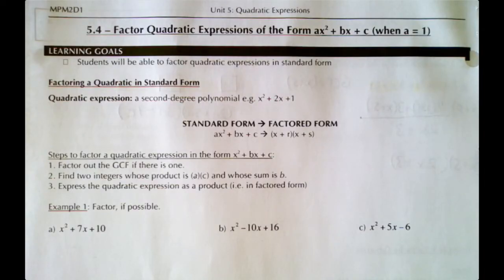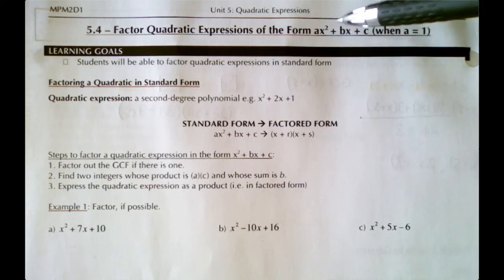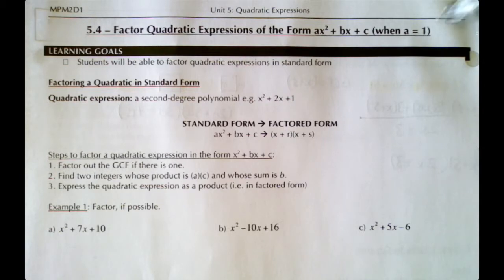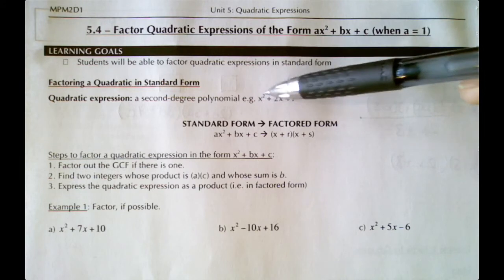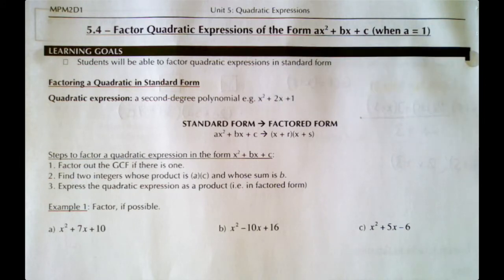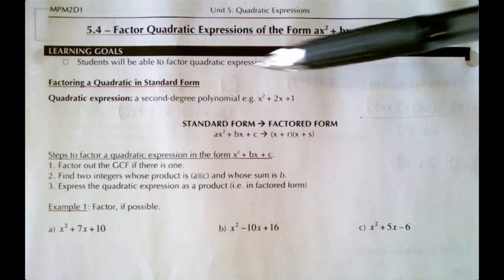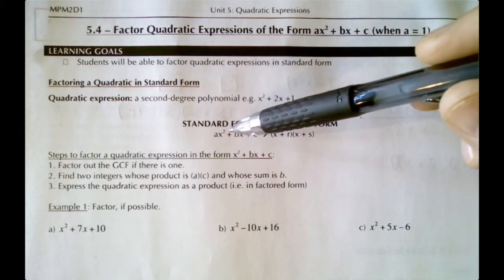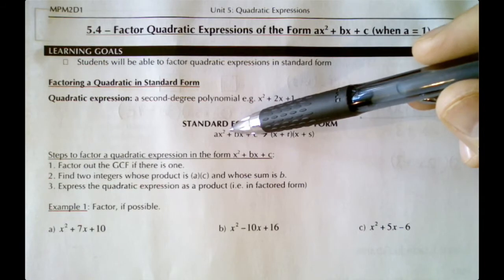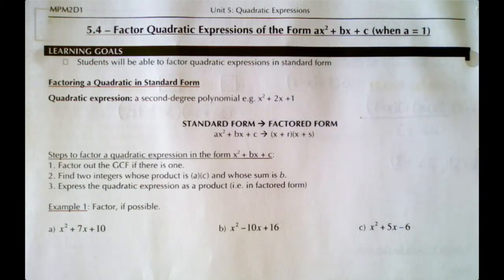Okay, this is lesson 5.4, and in this lesson we're going to learn how to factor quadratic expressions that are in the form ax squared plus bx plus c, and we're going to look at the specific cases when a is 1. So all of our quadratics in this lesson are going to start with x squared. The purpose of factoring for this unit is that we're going to switch from a quadratic that's in standard form to a quadratic that's in factored form.